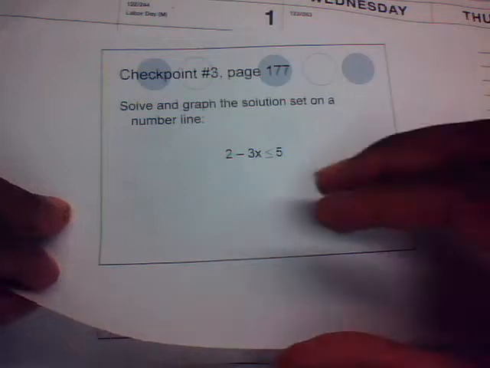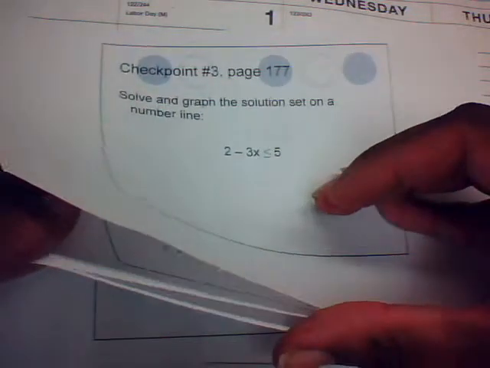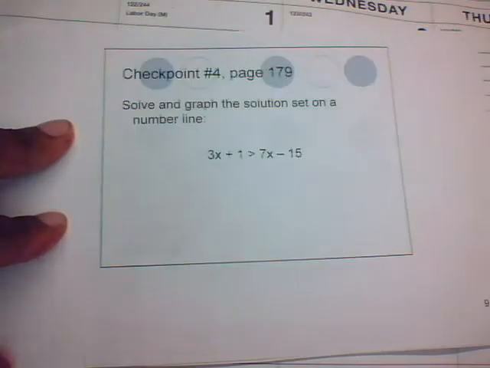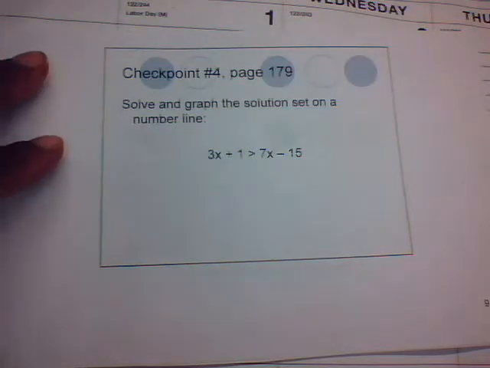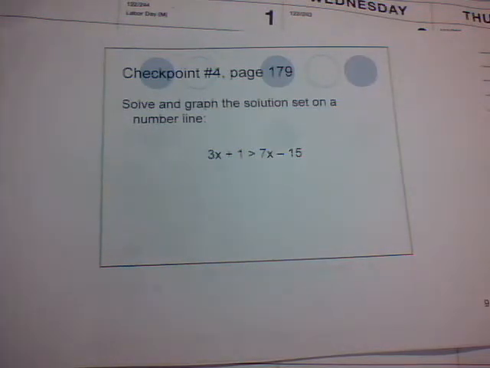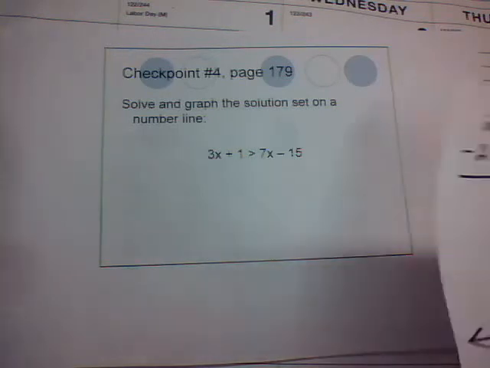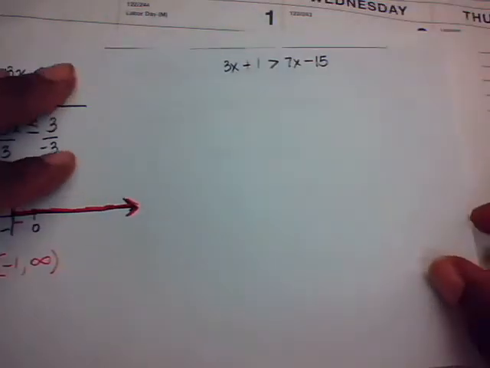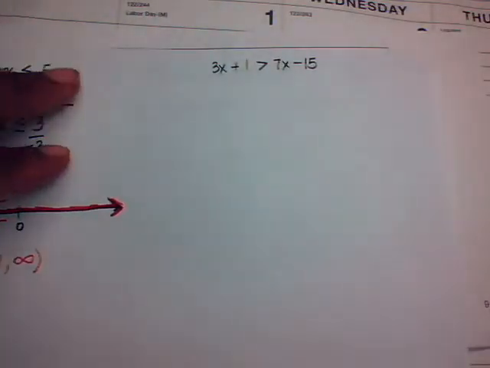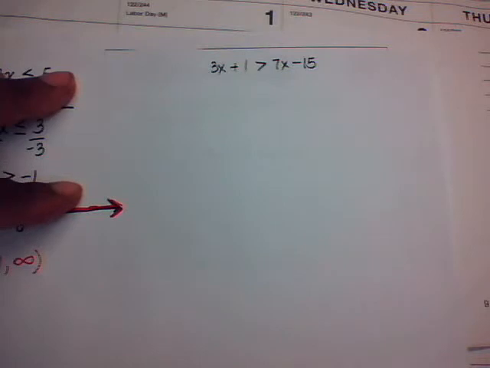Okay, let's look at another example. Let's say we had this: 3x plus 1 is greater than 7x minus 15. We're going to solve this inequality and graph the solution set on the number line. And we're going to write this in interval notation, by the way.